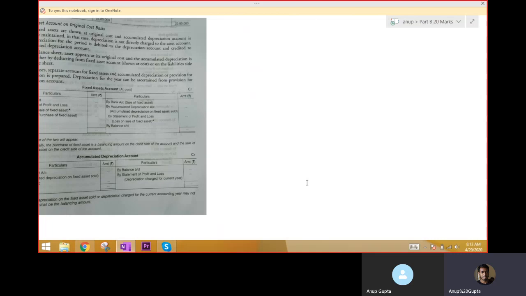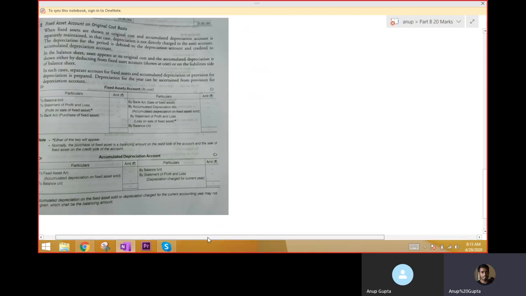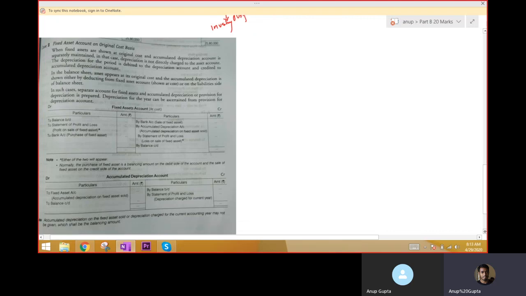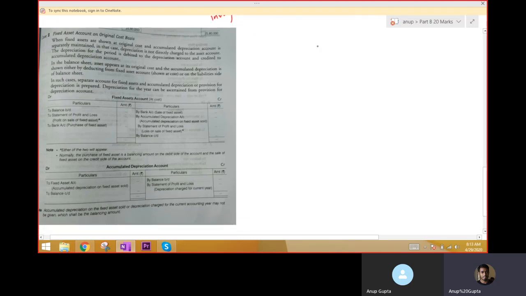So the next one that we discuss is when the asset is recorded on the original cost basis. When the asset is recorded on the original cost basis, it means the value of the asset will remain the same until and unless the asset is sold. So every year the value of the asset will remain the same. Therefore, where will the depreciation be charged? The depreciation will be charged in a separate account known as accumulated depreciation account.